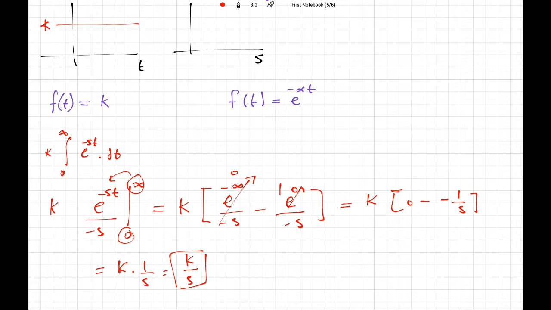Evaluating at infinity, e to the minus infinity times s goes to 0, and at 0 this is 1, so k times 0 minus 1 over minus s, which is k times 1 over s. You can simplify the expression further to get this result. It means that if you are given any function of t which is a constant function, your result will be the constant value divided by s.